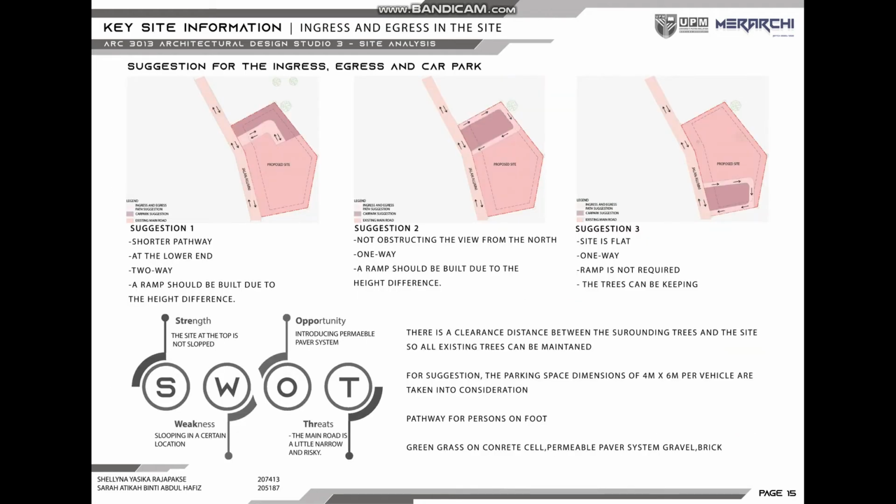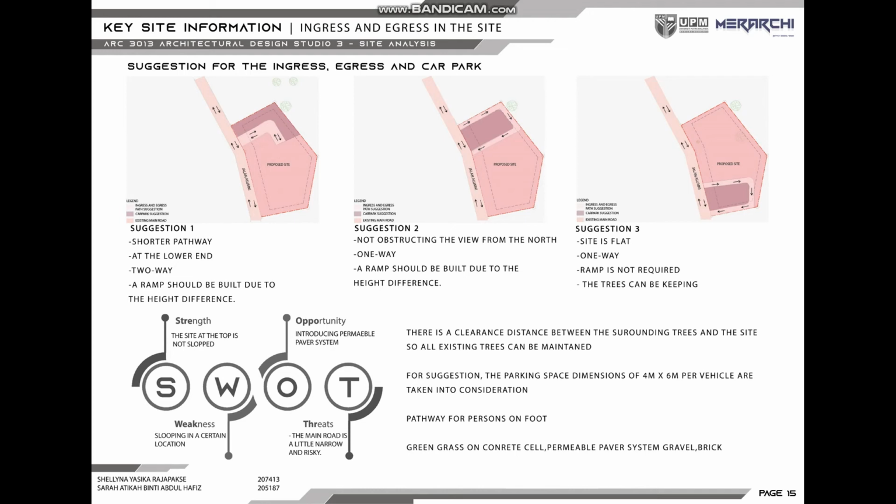For ingress and egress in the site, there are three suggestions for the ingress, egress, and car park. The first suggestion is the shorter path at the lower end. Two-way, a ramp should be built due to the height difference. For the second suggestion, not obstructing the view from the north. One-way, a ramp should be built due to the height difference. And the third suggestion is that the site is flat. One-way, a ramp is not required, and the trees can be kept. There is a clearance distance between the surrounding trees and the site, so all existing trees can be maintained.